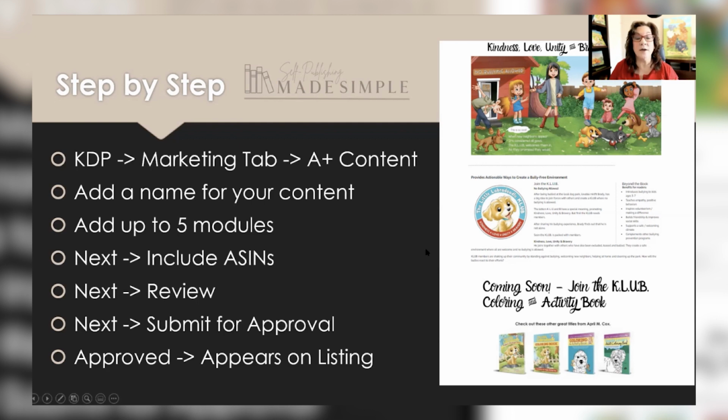There is a marketing tab on your KDP now. Go in there, and when you click it, you will scroll past your KDP Select, your Amazon ad area where you can set up ads. And then right below that, you'll see A+ content. Give it a name, include and upload your modules that you want, populate them with the images and the text. Then you'll hit the next button.